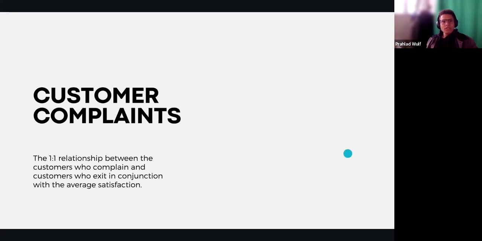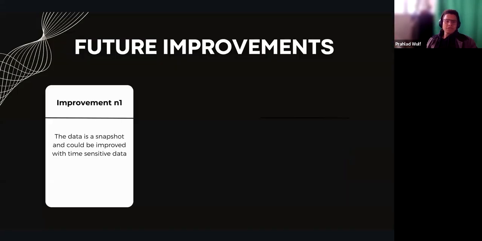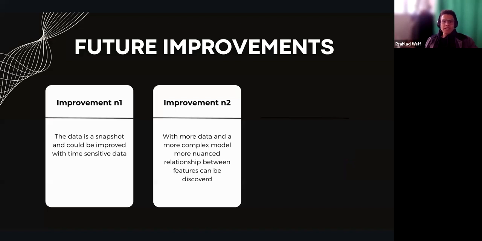So from that, talking about future improvements. Improvement number one is that the data is a snapshot and could be improved with time-sensitive data for each customer. Also, looking at more complex data and a more complex model to understand the nuanced relationships between the features that can be discovered. As they're non-linear, there will be more of a complex relationship. Being trained on a larger data set would also be nice.